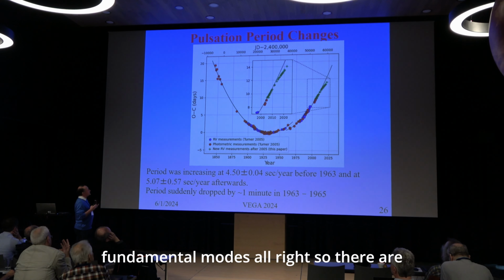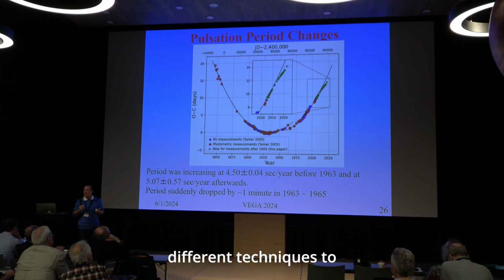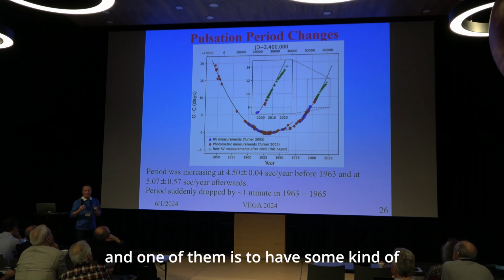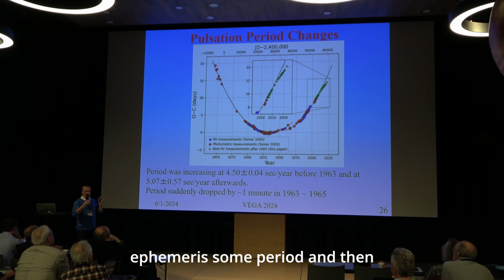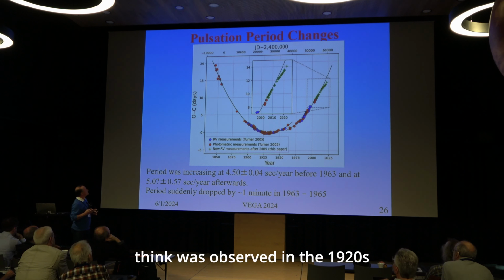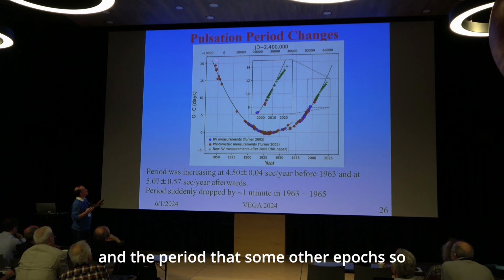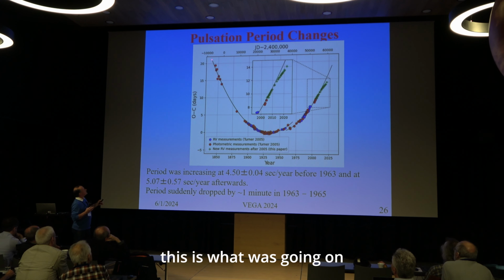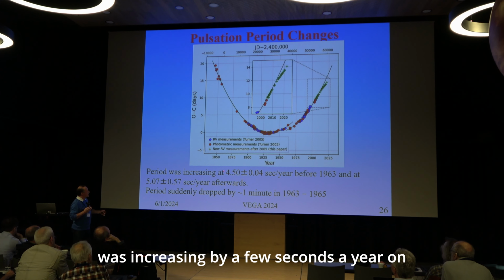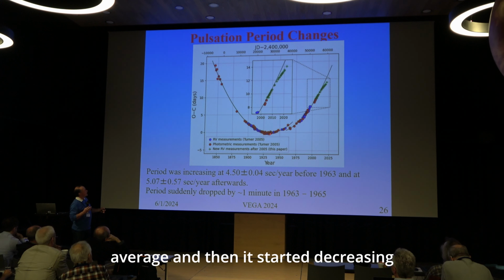All right, so there are different techniques to deal with changing periods, and one of them is to have some kind of ephemeris, some period, and then calculate the difference between that one period, which I think was observed in the 1920s, and the period at some other epochs. So this is what was going on with Polaris. The period was increasing by a few seconds a year on average, and then it started decreasing.